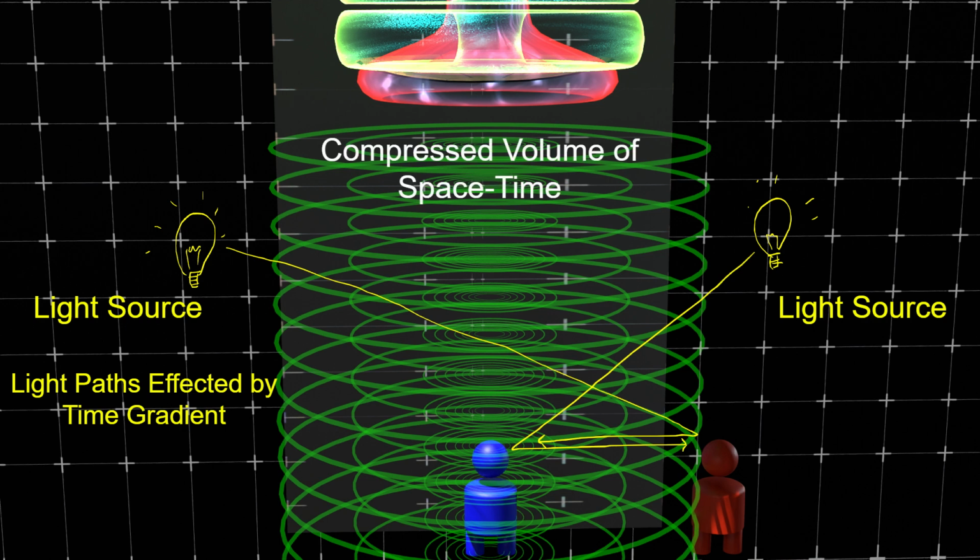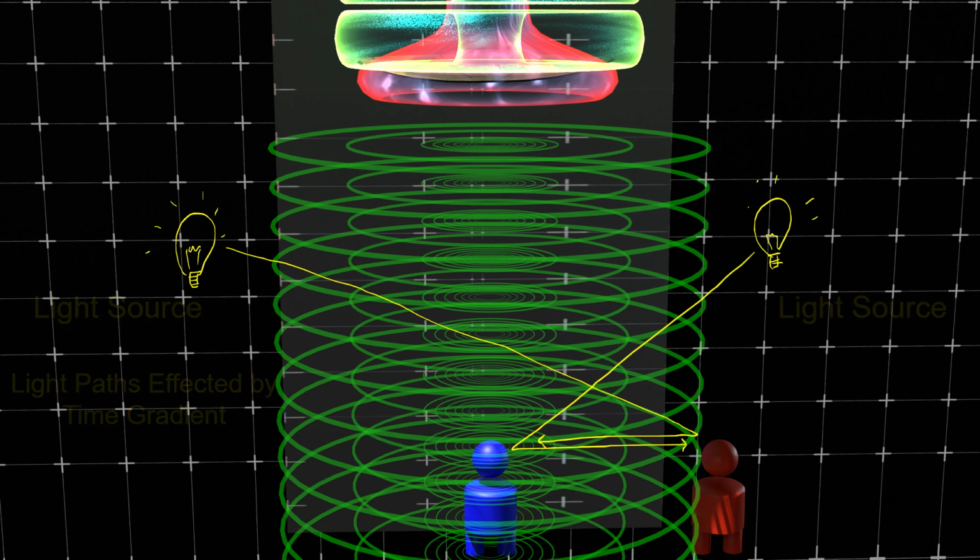Both observers are viewing each other through a volume of stretched space-time, so both witness a slowing of time. However, the flow of time has only changed for the individual within the affected volume, and despite appearances, time has actually sped up for that person.